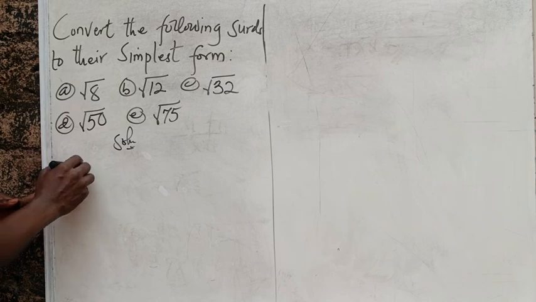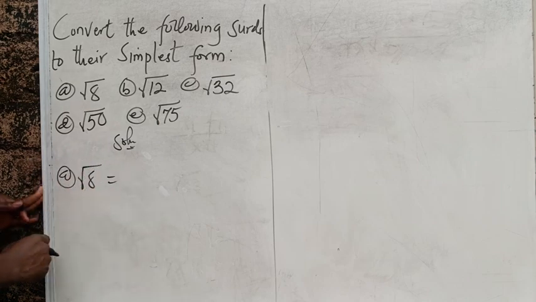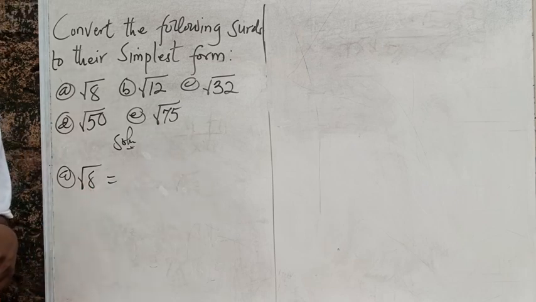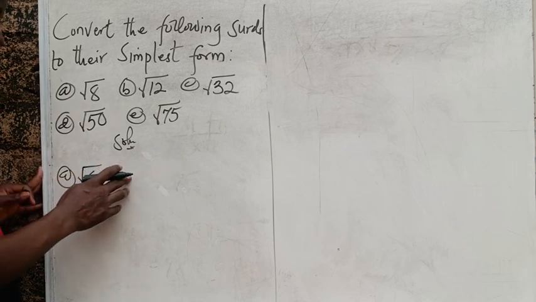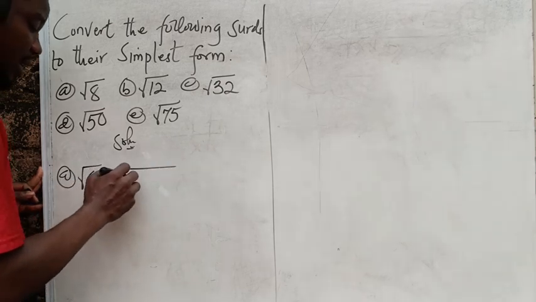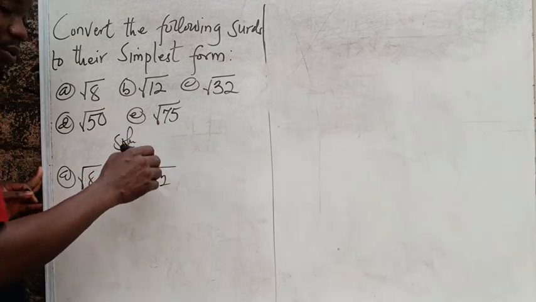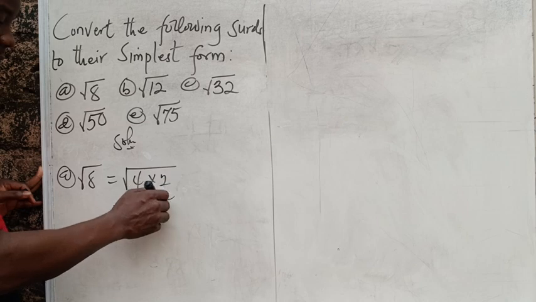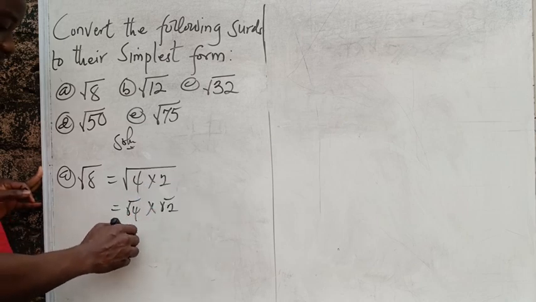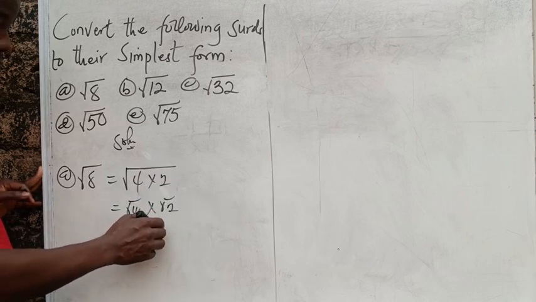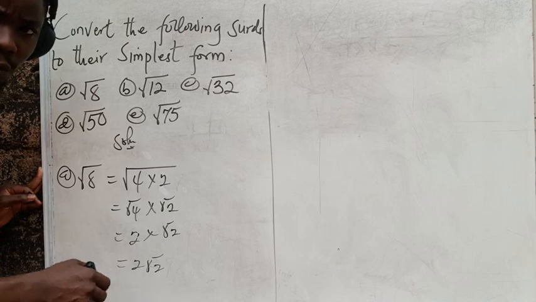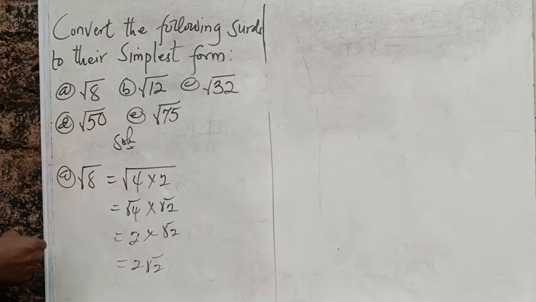So for the first one, we have root 8. You have to think of two numbers that will give you 8 when you multiply, whereby one of them must be a perfect square. The only two numbers that will give you 8, whereby one of them is a perfect square, is 4 multiplied by 2. That's what you do. Then this is the same thing as root 4 times root 2, which is 2, because the square root of 4 is 2, times root 2, and that is going to give you 2 root 2. So this becomes the simplest form of root 8.